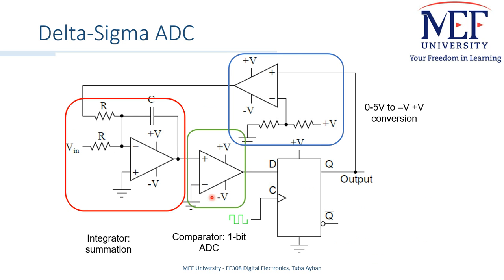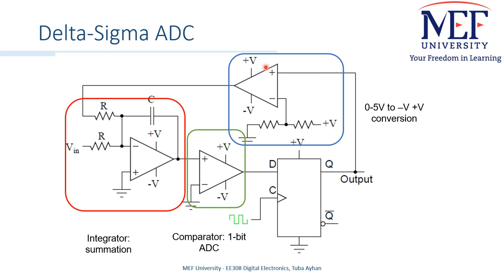A delta sigma ADC is an advanced ADC architecture. Delta represents the difference and sigma represents the summation. Here we have an integrator. Vin is integrated with the previous value of the input. Then this value is compared, so this is a 1 bit ADC, and if this value is higher than 0, then the D latch is activated. So at the output we see a logic 1.